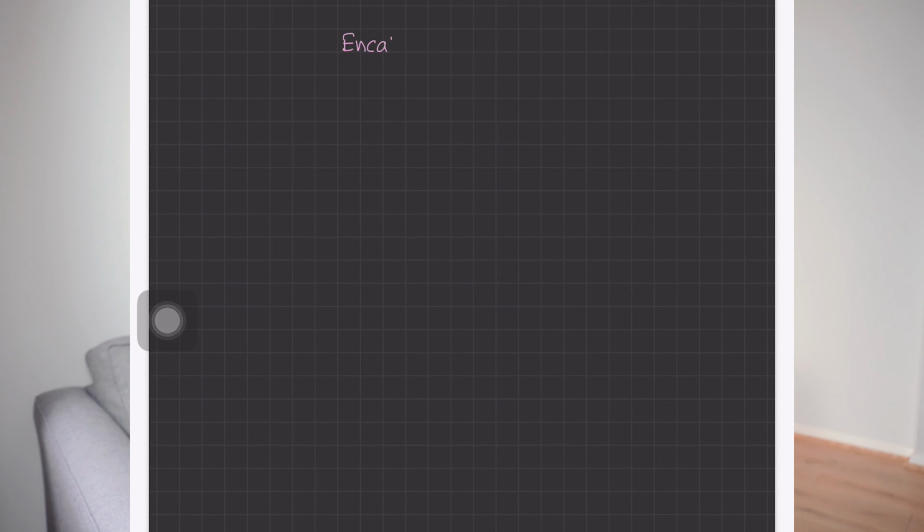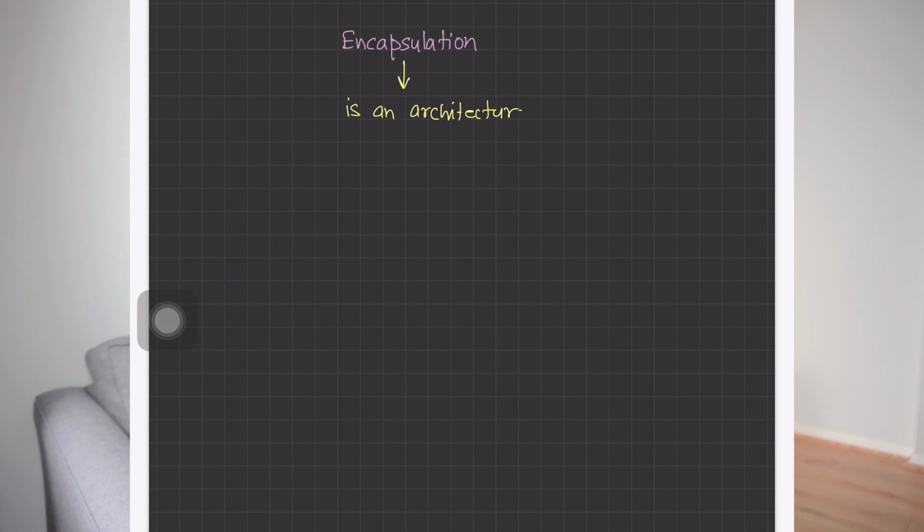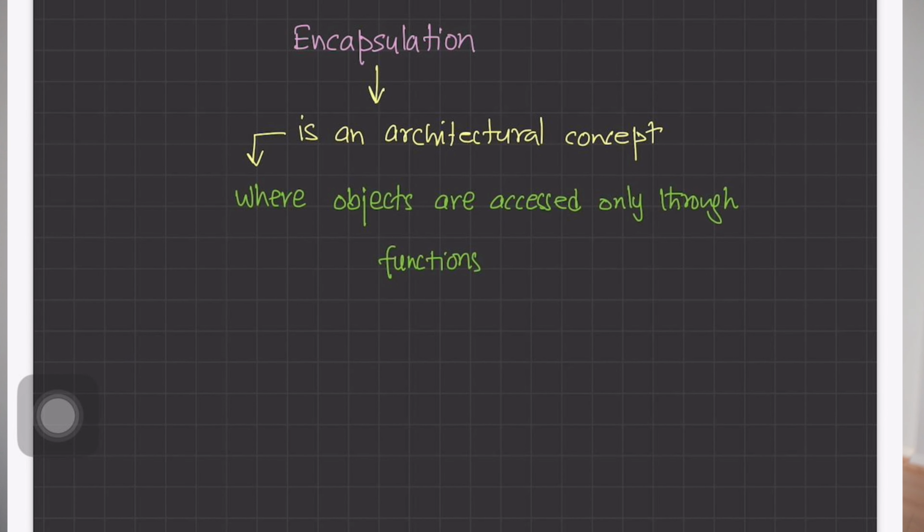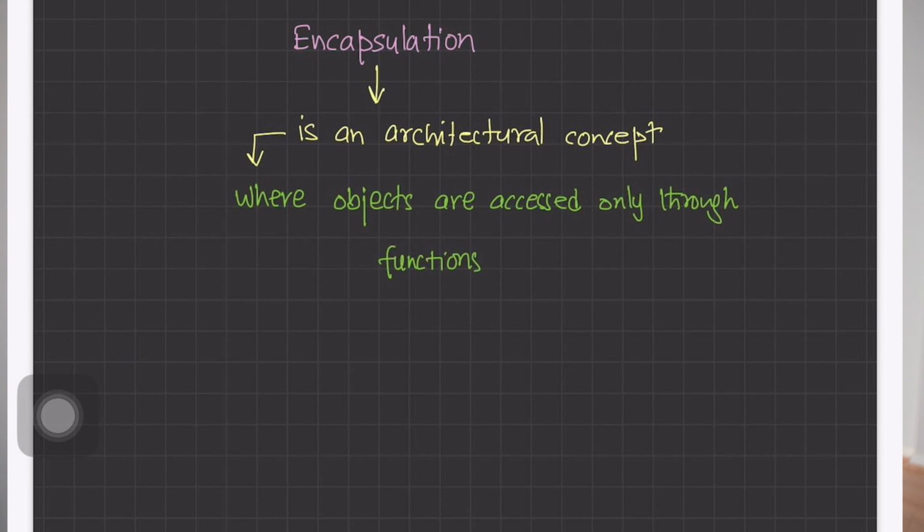Now, how does CISSP define the topic of encapsulation, or how does ISO IEC view it? If you read the text from the book, it says that encapsulation is an architectural concept, as we all know, because we are discussing the architectural principles, where objects are accessed only through functions. So there is no direct access in the case of encapsulation. You can access an object directly, or you can access an object through functions. If you are accessing an object through a function, you are essentially using the feature of encapsulation.